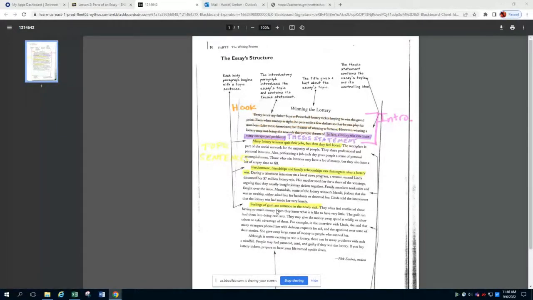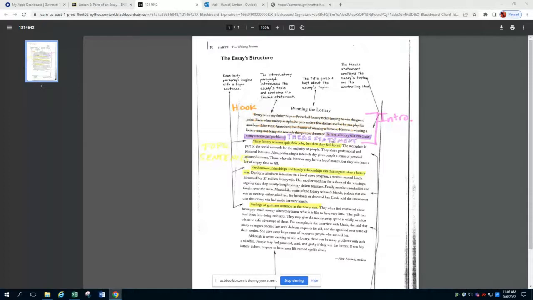Let's look at the third topic sentence. Feelings of guilt are common in the newly rich. How is that sentence, this yellow sentence, related to this thesis statement? You guys keep saying the word reason. Is it a reason? The thesis statement tells us it's going to tell us what? Reasons or problems? Problems. Very good.